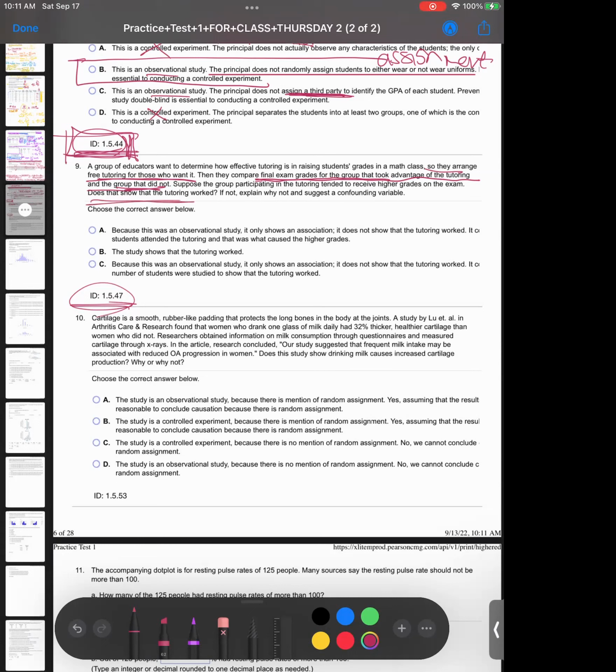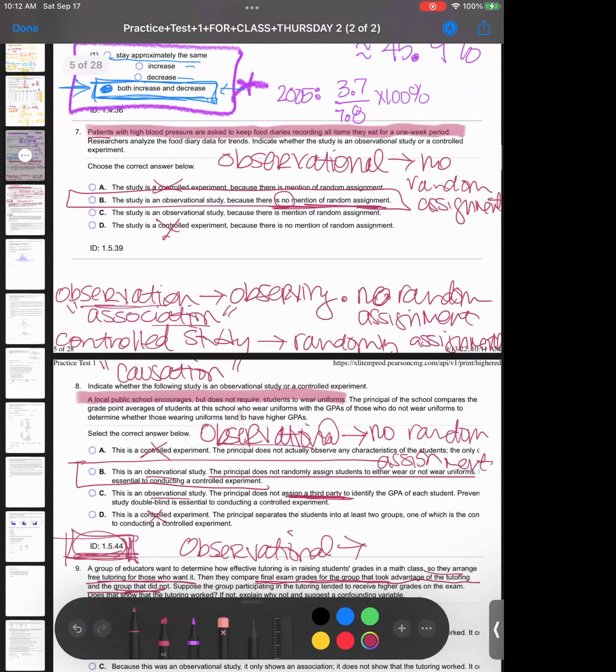It says, does it show that the tutoring worked? If not, explain why and suggest a confounding variable. That's what I was doing even before I looked at it. We know it's observational because they're allowing students to either go to tutoring or not. They're not saying, I'm going to have two classes and one's going to be mandated tutoring and one's not. So does this show that tutoring worked? It does show that tutoring tended to receive a higher grade, but it's not causation. This would be an association. You can only see it's associated.